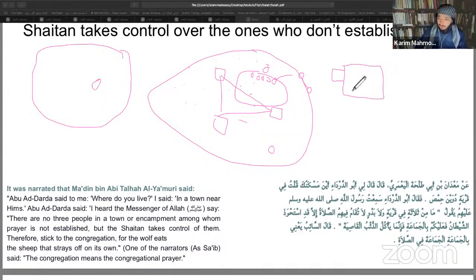Okay. Let's look at how the Prophet ﷺ lived, from the Masjid, to understand why this is very important. The Prophet ﷺ, this is the Masjid. I drew the Masjid here for you. He lived not just right next to the Masjid, he had a door to the Masjid.